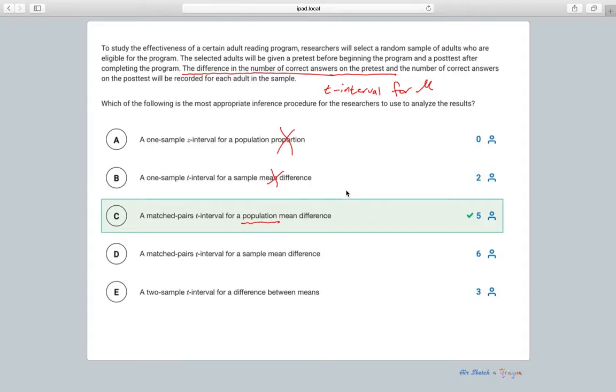The problem with the most popular answer, matched pairs t interval for a sample mean difference, is that we never do inference for the sample. Okay? Inference is done about a population. So it's just a slight difference in wording. And the last one says a two sample t interval for a difference between means. No, that's when you want to compare two different distributions. In this case, while it does seem like we're collecting two sets of data, right? We're collecting pretest data and post-test data. We're actually making it one interval by matching the pretest with the post-test for each adult and then finding the difference for each adult. And then we're going to find the average of all of those.